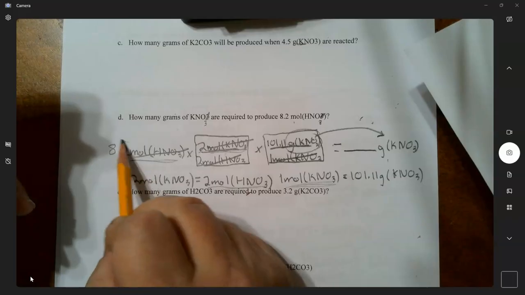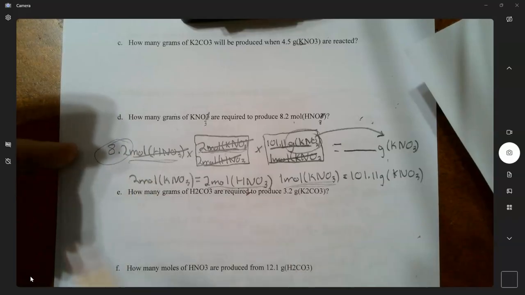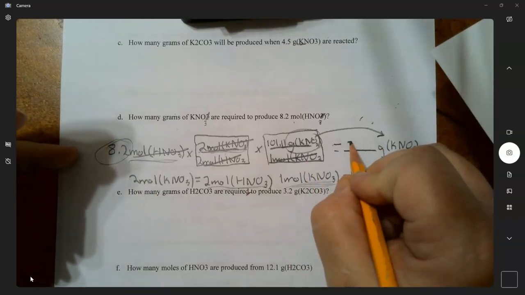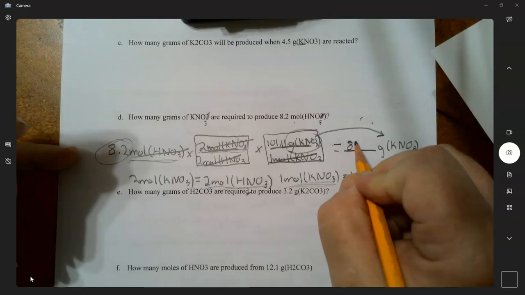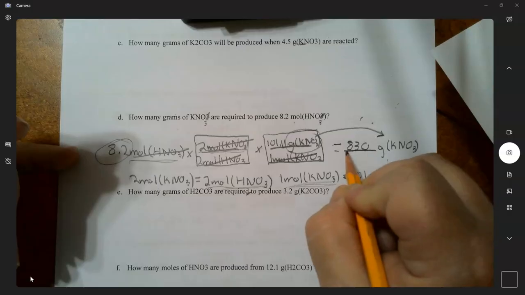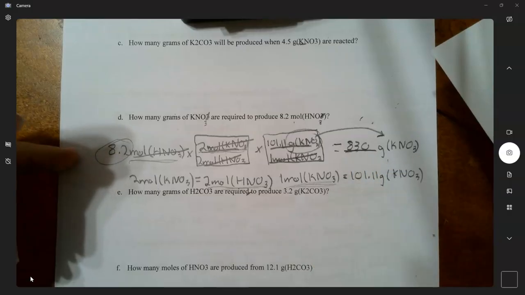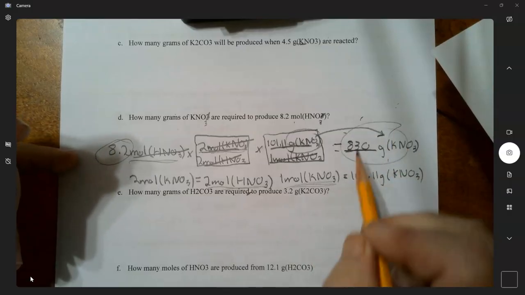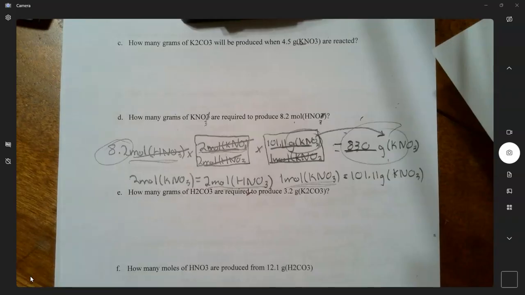And I get a calculator answer of 829.102, but this says I can only have 2 significant figures, so instead of 829, I'm going to round it up to 830, with a 0 and no decimal. So I only have 2 significant figures, the 8 and the 3. That's the answer there. Okay, we're going to do one more.